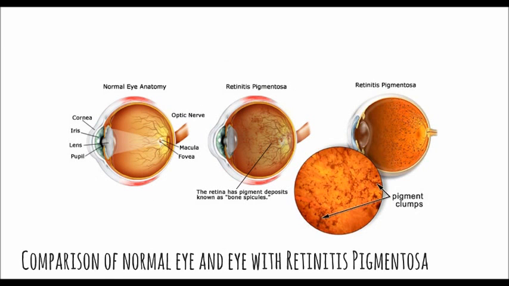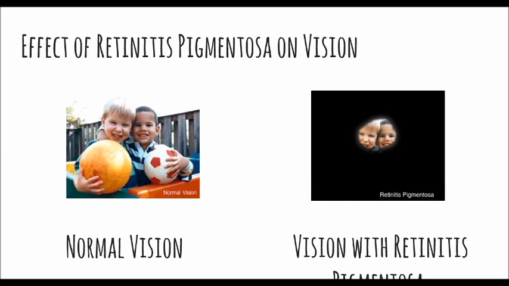So this diagram represents the comparison of a normal eye and an eye affected with retinitis pigmentosa. The eye with retinitis pigmentosa has pigment deposits known as bone spicules, and these represent the pigment clumps. Effect of retinitis pigmentosa on vision. The diagram on the left shows the normal vision, and that on the right shows the vision with retinitis pigmentosa. You can clearly see that the disease has affected the vision to a much larger extent.